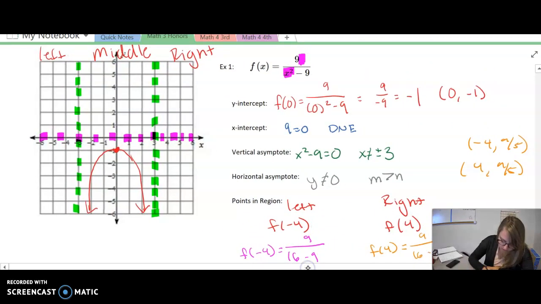So then (-4, 9/5). So our point is right here, and then 4 here. And then our graph will look like this.